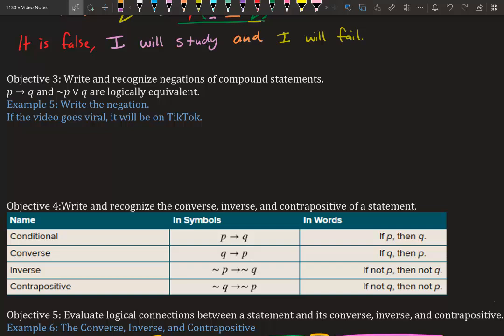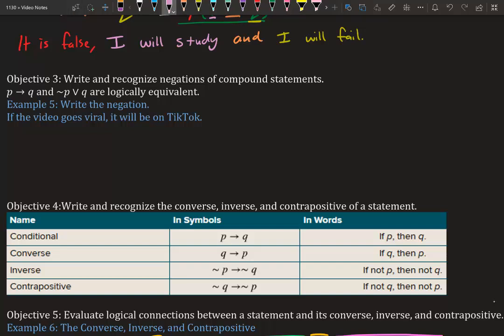Let's write and recognize negations of compound statements. So if the video goes viral, it will be on TikTok. And we're given a logically equivalent statement: P if then Q is the same thing as negation P or Q. So let's first see what we have.